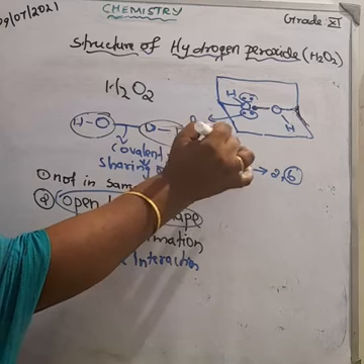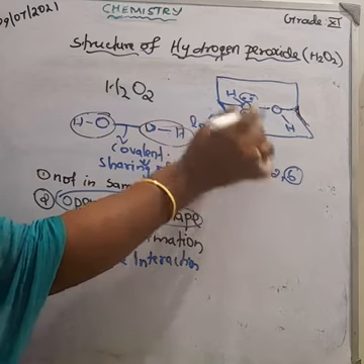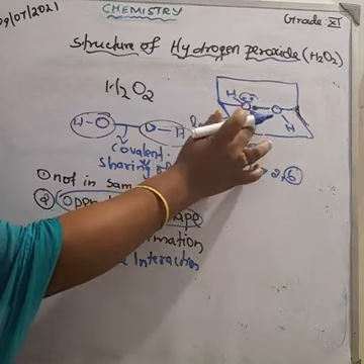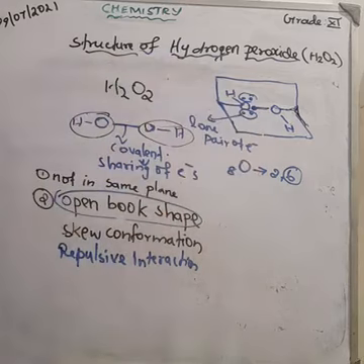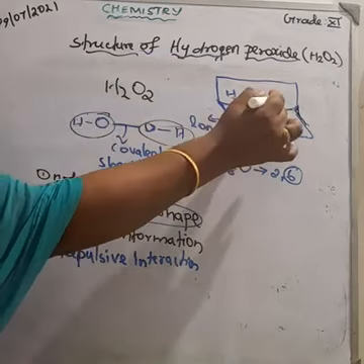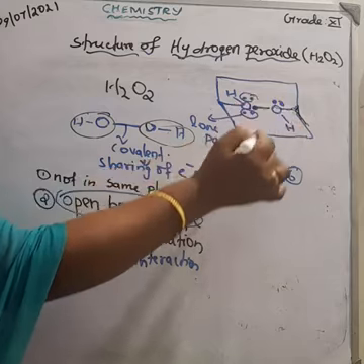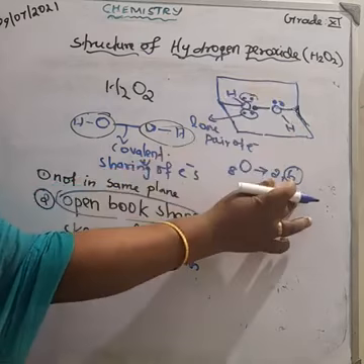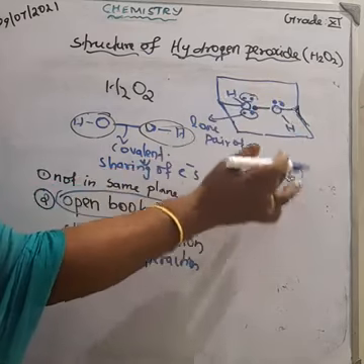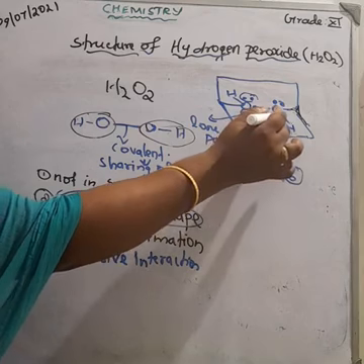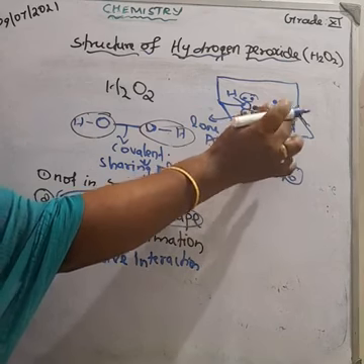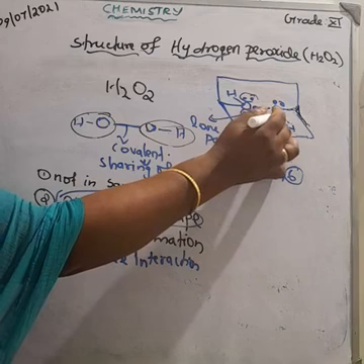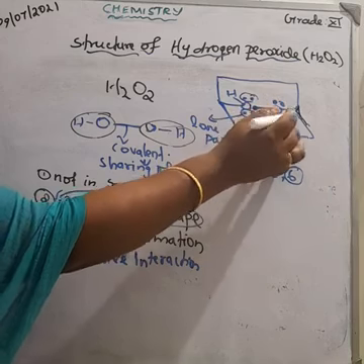This oxygen also has 6 electrons in the outermost orbit. So, 1, 2, 3, 4 electrons are in lone pairs. These 4 electrons are not involved in any bond formation. So we call these the lone pairs of electrons. Another 2 electrons are extra for each oxygen atom.